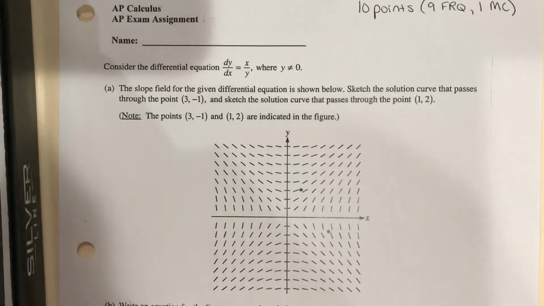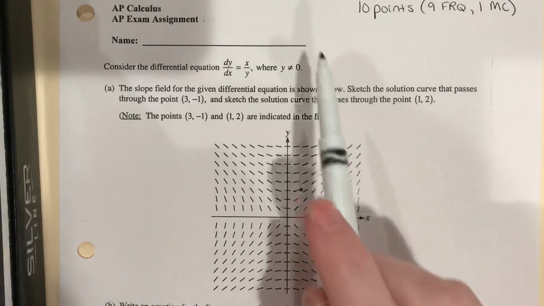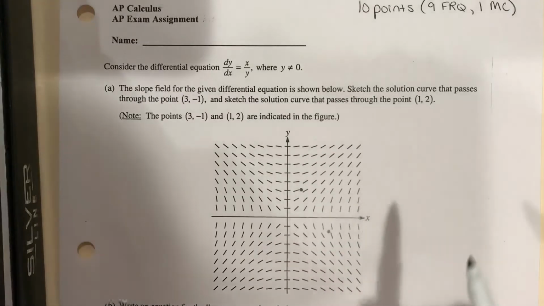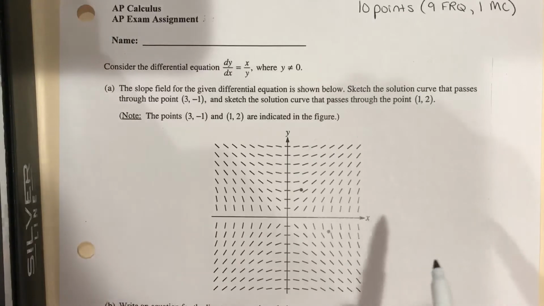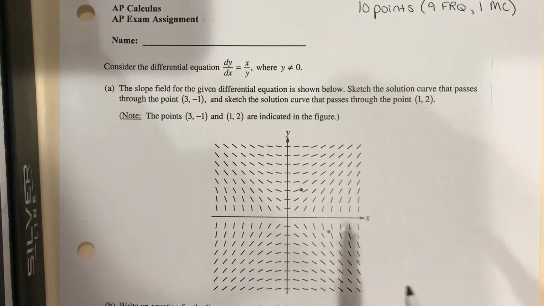Okay, so we're going to go over the FRQ that was assigned to you guys. We have a differential equation, dy/dx equals x over y, and then they give us a constraint, y does not equal 0. So part A, we have a slope field. It says the slope field for the given differential equation is shown below. Sketch the solution curve that passes through the point (3, -1), and sketch the solution curve that passes through the point (1, 2). And then it says, note, the points (3, -1) and (1, 2) are indicated in the figure.